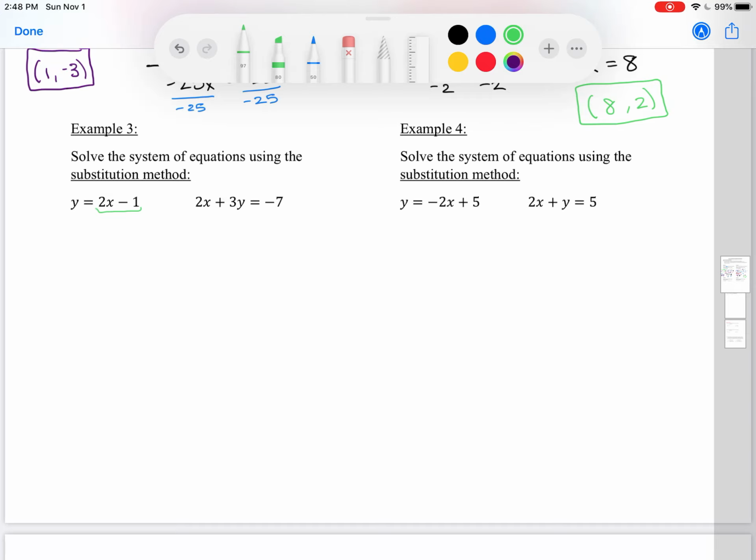So let's do question 3. Same thing. Solve the system of equations using the substitution method. So we're going to go in. We see that we have y already by itself, and it's telling me that y equals all of this, 2x minus 1. I'm going to take all of that, and I'm going to substitute that in for the y in the second equation.